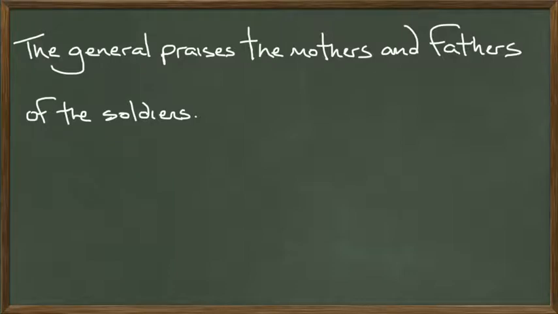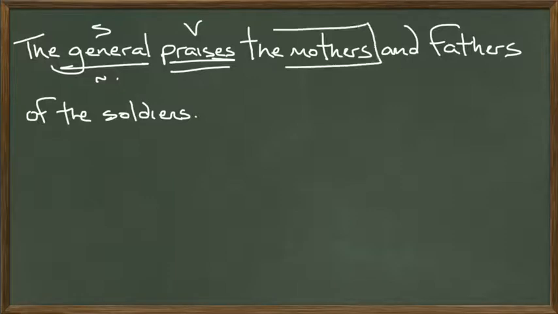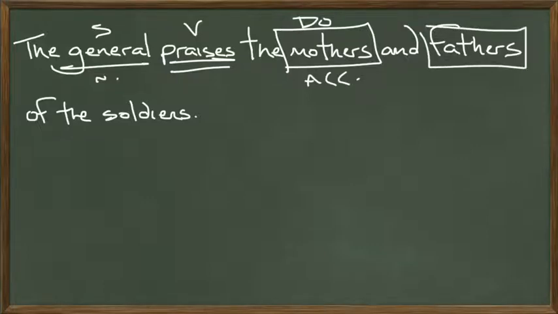Okay, moving on, we have the next sentence. The general praises the mothers and fathers of the soldiers. Lots of war sentences in Mr. Henle's book. Subject of the sentence, general. Subject of the sentence, nominative case. What's he doing? He's praising. Verb. What's he praising? He's praising two things. The direct object, mothers, accusative case, as well as the direct object, fathers, accusative case.